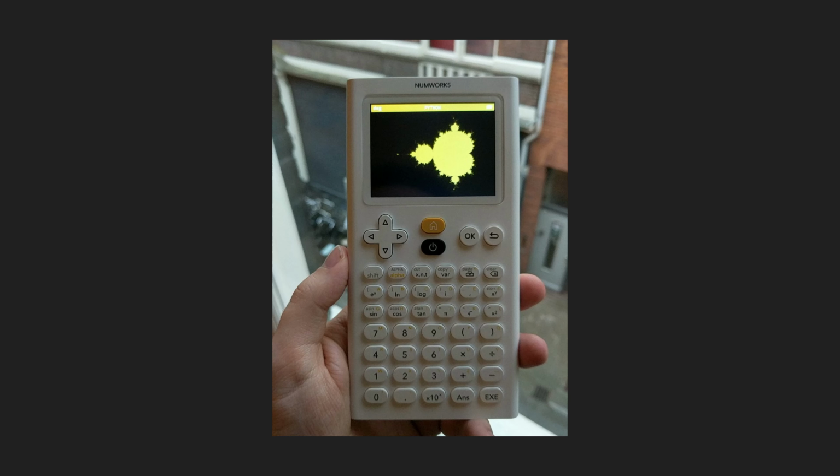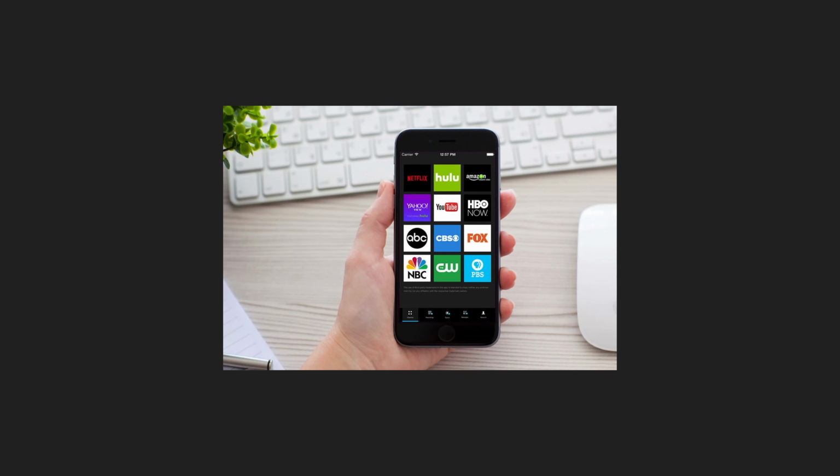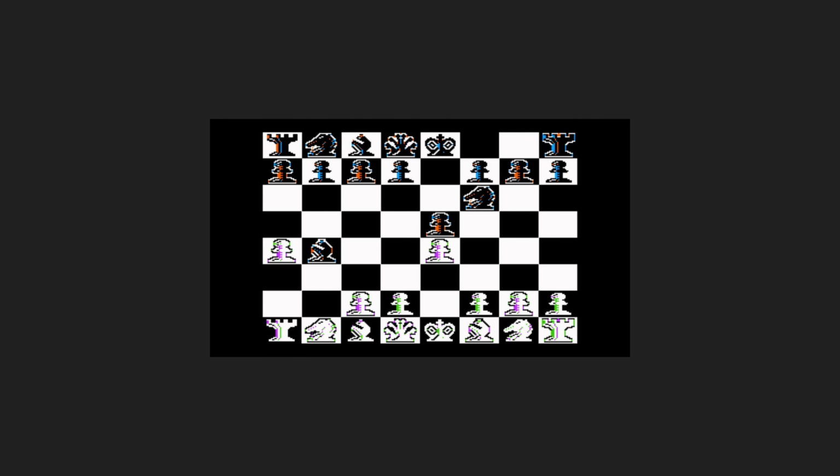Have you ever wondered how a calculator can add numbers? Or how you're able to stream hundreds of thousands of hours of video straight to your phone? What about how computers are so good at playing chess?